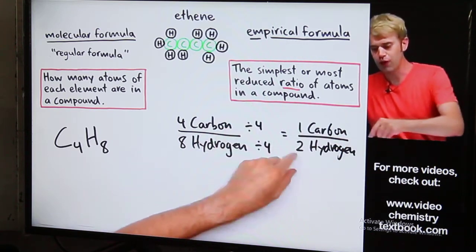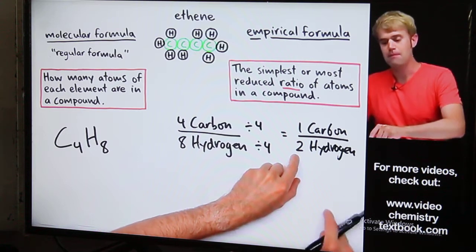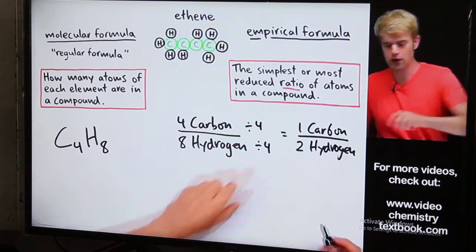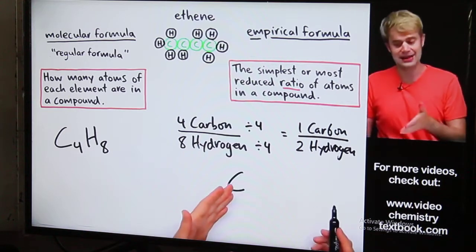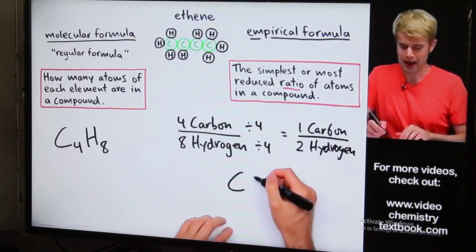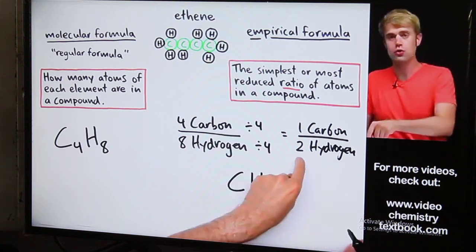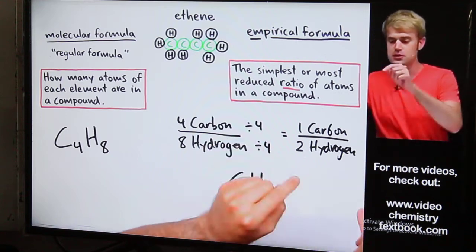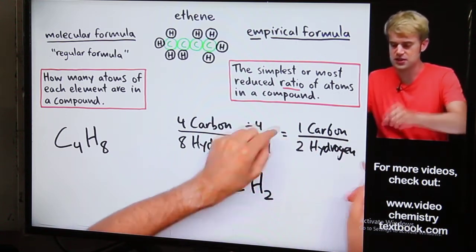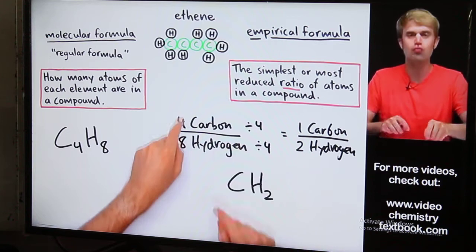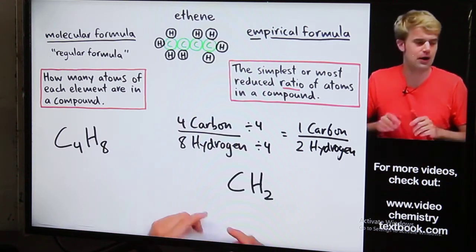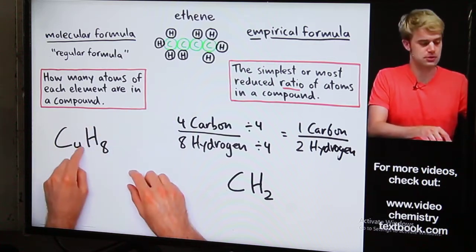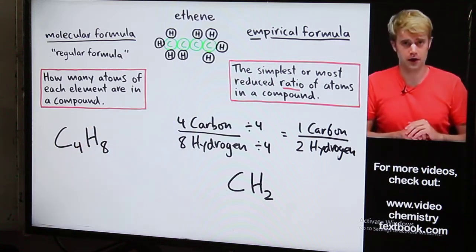Now, we write the empirical formula based on this simplified ratio. So it's going to have 1 carbon, C, we don't write anything after it because it's just 1, and then H, 2 hydrogens, H2. So CH2 is the empirical formula that represents the simplest or most reduced ratio of the atoms in a compound, whereas a molecular formula tells us how many atoms of each element are in the compound.